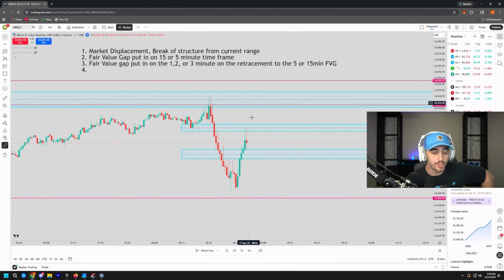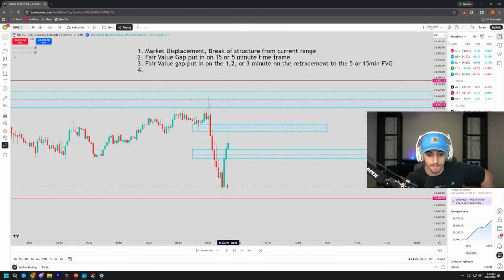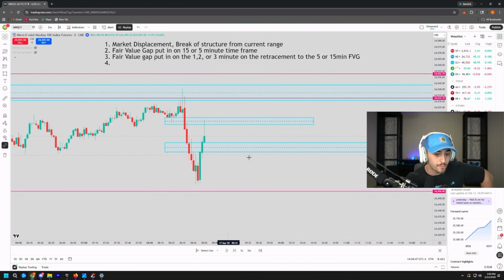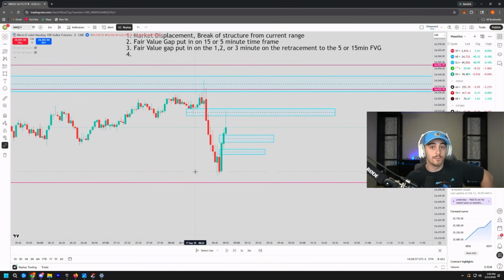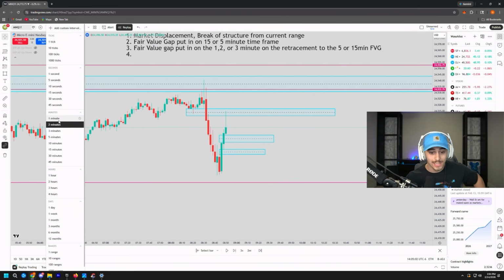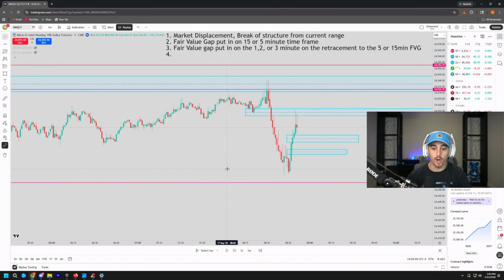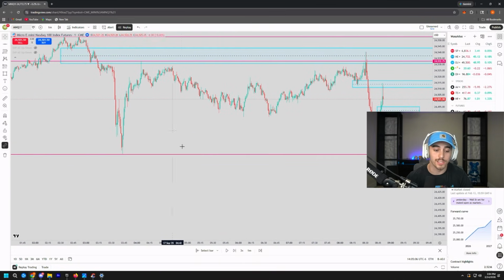We retraced into this first presented 5-minute fair value gap, and we put in multiple fair value gaps on the retracement up. And that is exactly what we want to see. We want to see the market aggressively move back, reject out of it. And so for our entry at this point, I'm thinking, okay, we didn't take out this low.